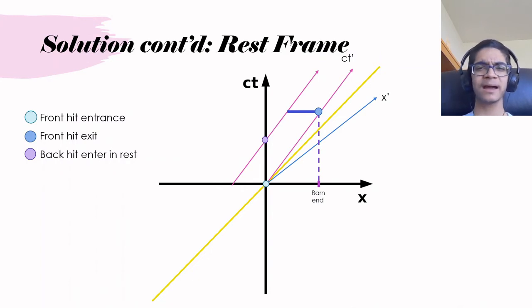So now we need to figure out where the back of the ladder hits the entrance as well. So remember, the entrance is always going to be at x equals 0, because that's just how we define the origin. The origin of the rest frame is at the time and position where the front of the ladder hits the entrance, which is, again, just the entrance of the barn at t equals 0.